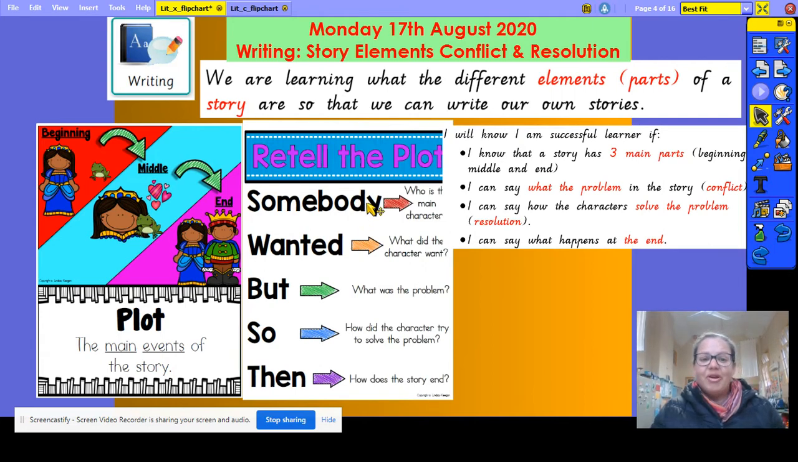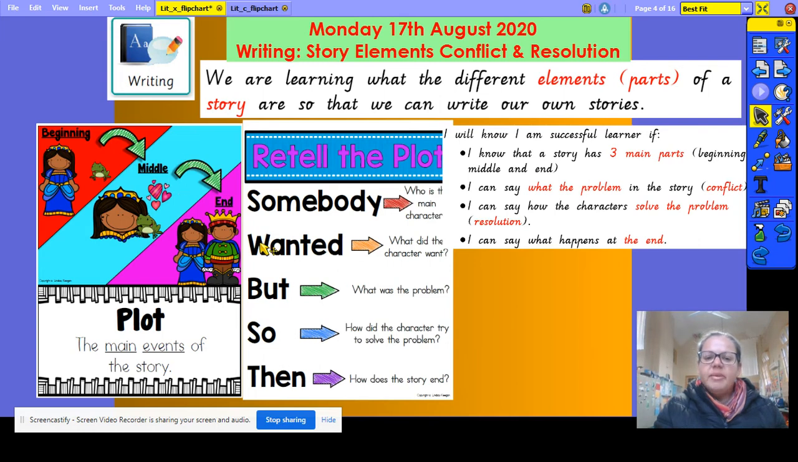Now, before I carry on, let's just remind ourselves of our learning intention. It says, we are learning what the different elements or the parts of a story are so that we can write our own stories. So we will be successful if we know that there are 3 main parts of a story: a beginning, a middle, and an end. Today we are going to start looking at the middle.